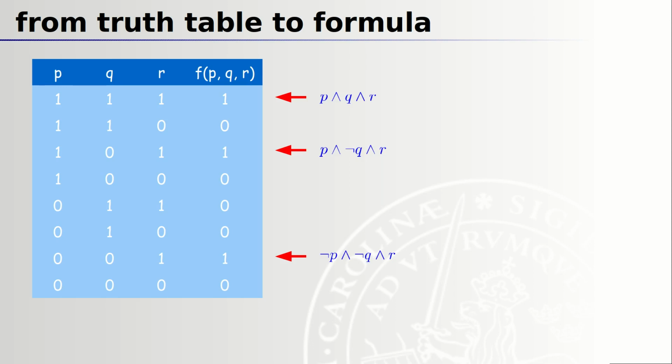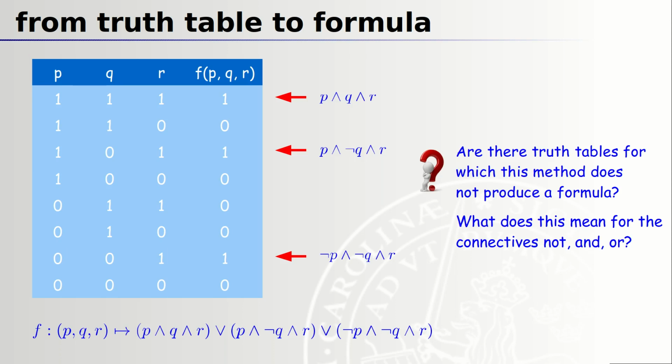So at this point we have three expressions that are each only true for one truth value assignment for P, Q, and R. The formula for the overall expression is the result of ORing these three expressions together. So that raises the question, are there any tables for which we could not find an expression with this method? And what does it mean for the three connectives and, or, and not?